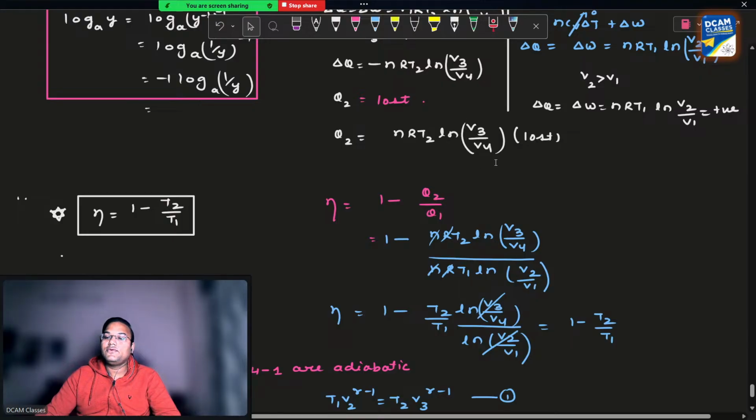Why have I written V3 by V4? You'll ask, sir, V4 by V3 should be written now. Q2 is negative. We have found that the negative value of Q2 comes when we bring V3 at the top. So that's the value of the heat lost. Otherwise, it will be considered as heat absorbed. It's like we remove the negative from the log. We have removed the negative part. So to understand that Q2 is lost, the magnitude part, I will write here as Q2.